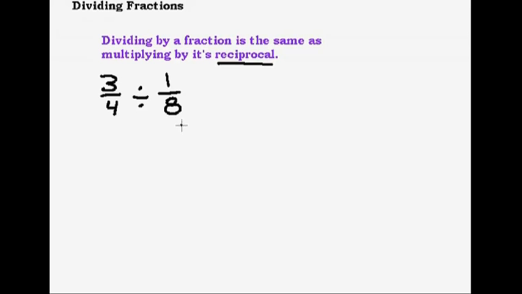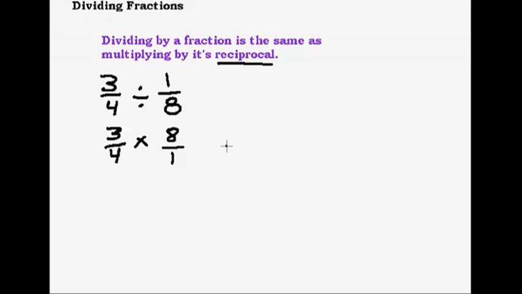Alright, so dividing by a fraction is the same as multiplying by its reciprocal. The fraction we're dividing by is 1/8. So dividing by 1/8 is the same as multiplying by the reciprocal of 1/8. It's only the 1/8 we're going to do the reciprocal of, not the 3/4. The 3/4 is going to stay the same. 3/4. Then we're going to change this to a multiply, and we're going to use the reciprocal of 1/8, which is 8/1.